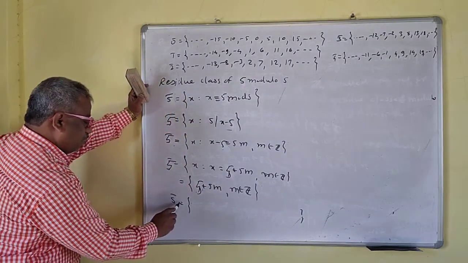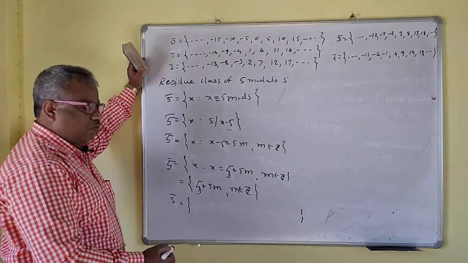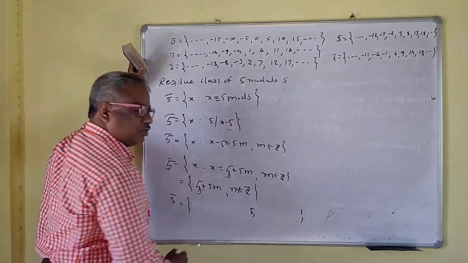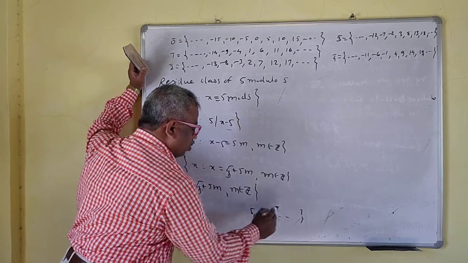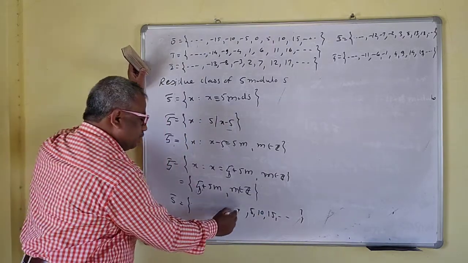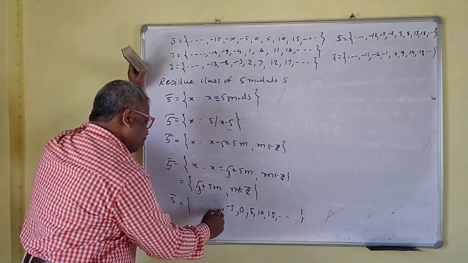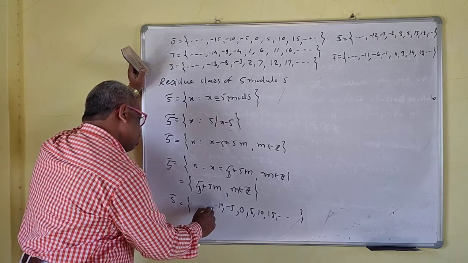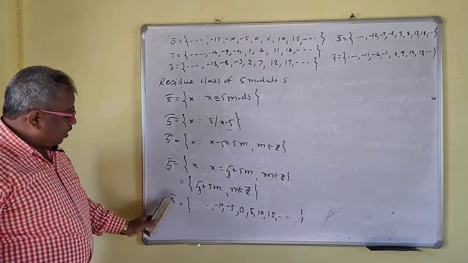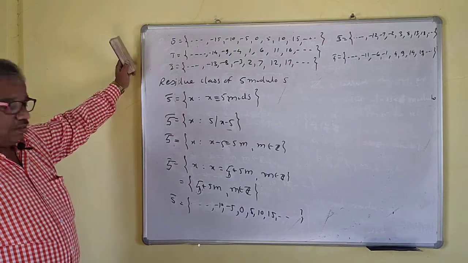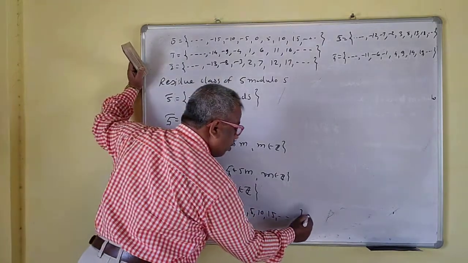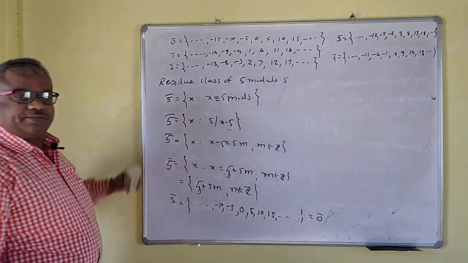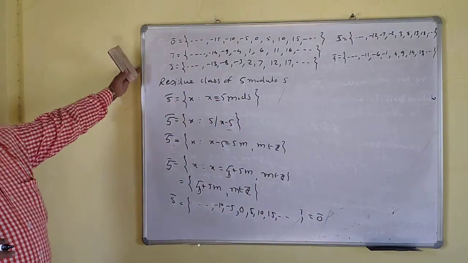Now see this is 5 bar. So we'll take m equal to 0. Then this is 5. Go on adding this: 10, 15, dot dot dot. Then reduce by 5, that is 0, minus 5, minus 10, dot dot dot. Now see this 5 bar and this 0 bar. So 5 bar is the same as 0 bar. Right? So 5 bar is same as 0 bar now.